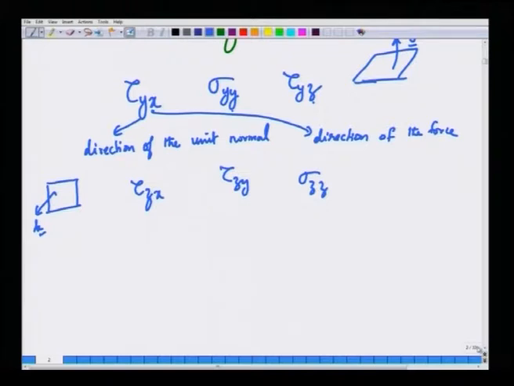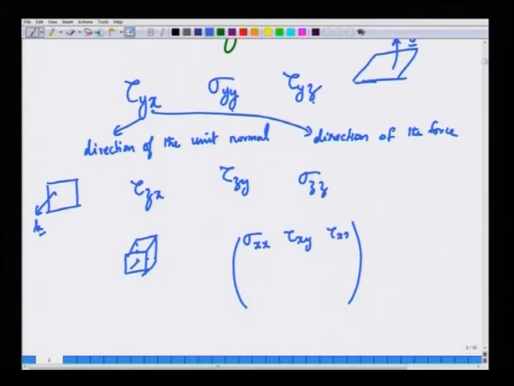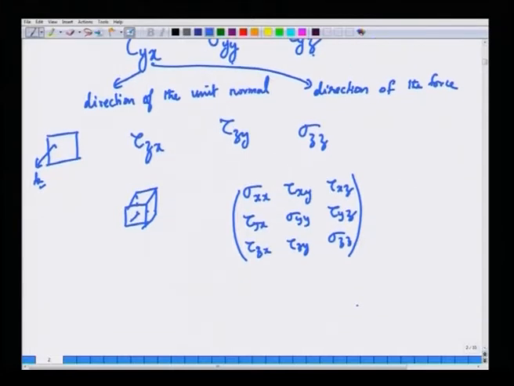So, as the control volume shrinks to a small point, the forces on this tiny cubic volume element can be summarized as an array of numbers: sigma xx, tau xy, tau xz, tau yx, sigma yy, tau yz, tau zx, tau zy, sigma zz. This array of numbers describes the state of stress on a cubic volume element with nicely defined surfaces along the 3 coordinate directions, namely x, y and z.